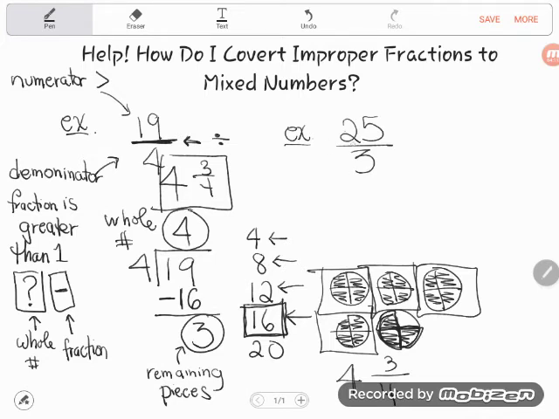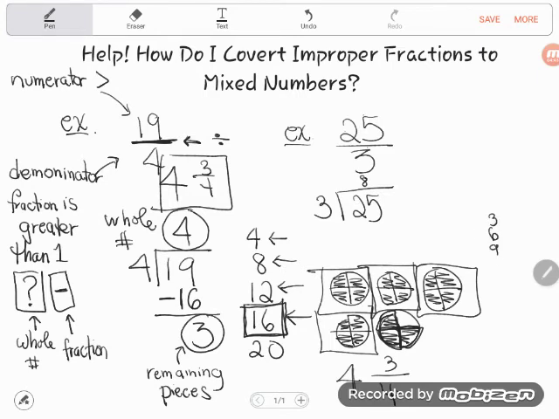Okay, so let's look at the next example. It says 25 over 3. So I'm basically asking what is 25 divided by 3? Okay, so 25 divided by 3, or 3 into 25. Well, how many times does 3 go into 25? If you know your times tables, it's 8 times. But even if you don't know your times tables, you can count by 3s.